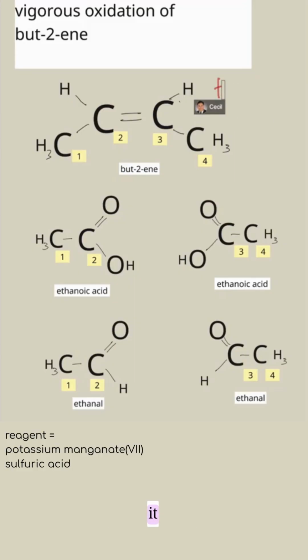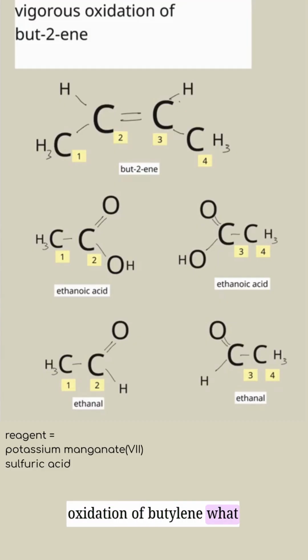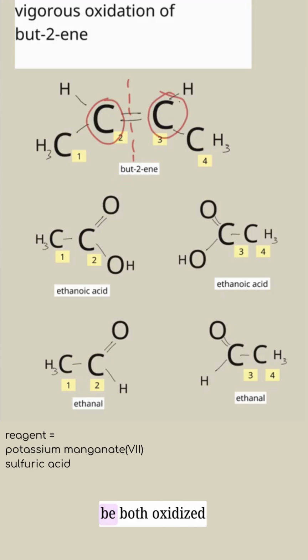Then it will react. This question asks you the products when you do the vigorous oxidation of But-2-ene. What will you get? First of all, if you do vigorous oxidation like this, the double bond in the organic substance will break up. So in this case, between carbon number 2 and carbon number 3, they will break up, and carbon number 2 and carbon number 3 will both be oxidized.